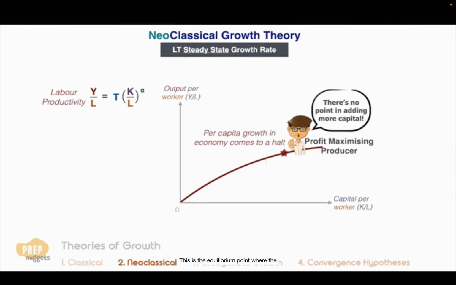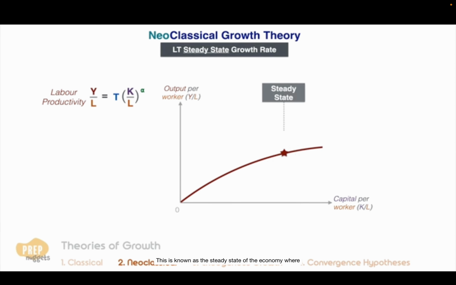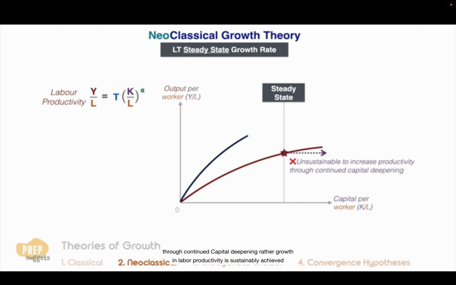This is the equilibrium point where the marginal product of capital and the marginal cost of capital are equal. Producers will not want to borrow at a higher cost to produce less than that cost. This is known as the steady state of the economy, where it becomes unsustainable to increase productivity through continued capital deepening. Rather, growth in labour productivity is sustainably achieved through technological advancements.